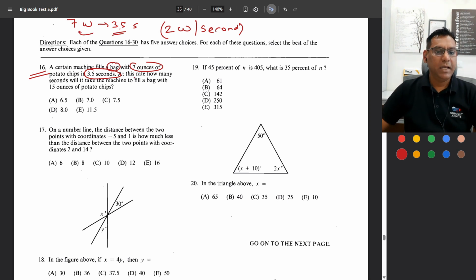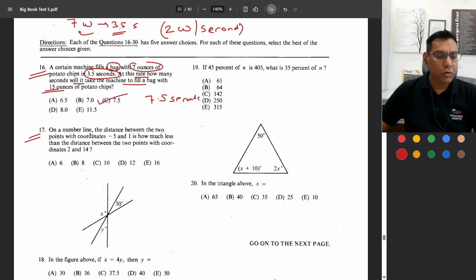All right. At this rate, how many seconds will it take for the machine to fill a bag with 15 ounces? So how long will it take for 15? It will take 7.5 seconds. Correct? The ratio has to be 2. So 7.5. Answer choice C.